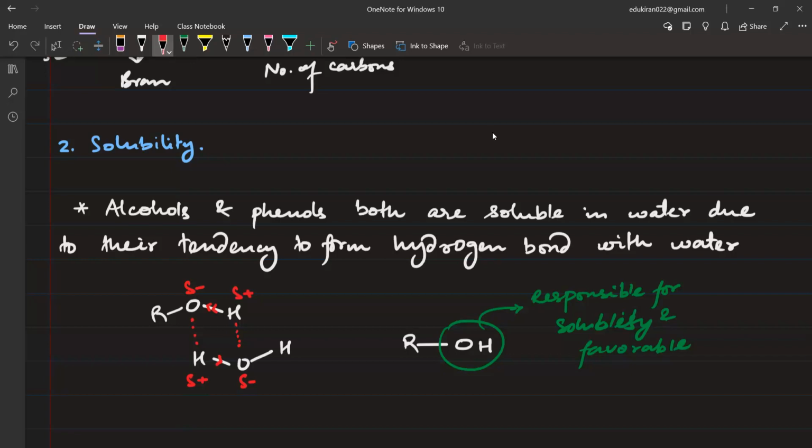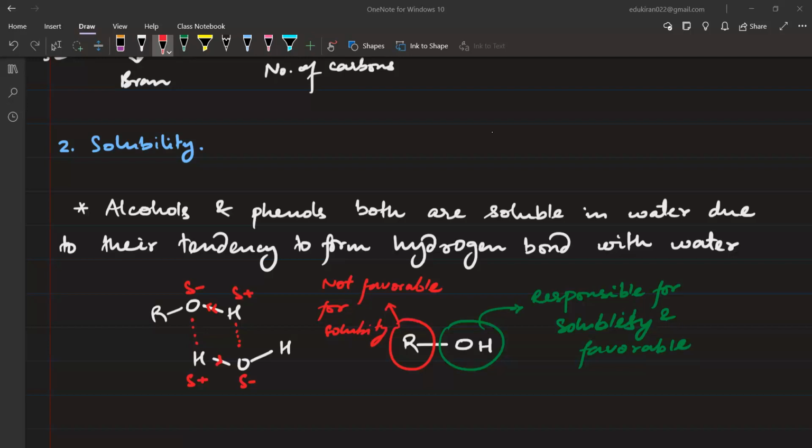Now, that means this R group is unfavorable, that means not favorable for solubility. Got this? Yes or no? Please tell me. Yes, sir. Okay. Now please imagine, don't write anything. CH3OH. CH3 and OH are almost equal. Favorable and not favorable parts are both equal in quantity, so it is soluble.